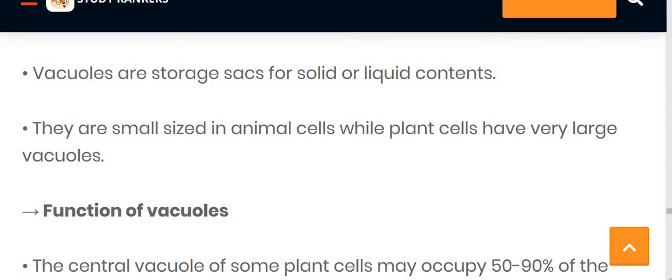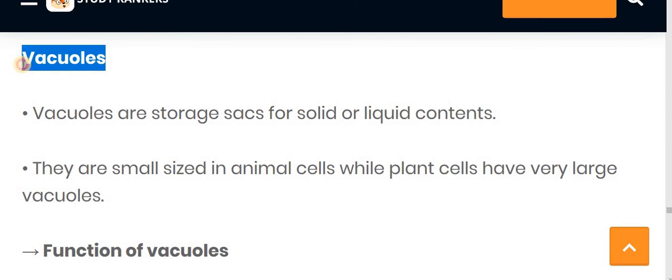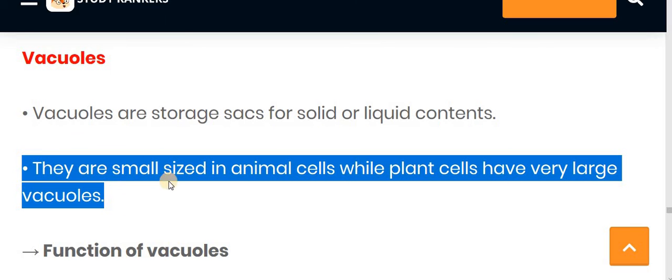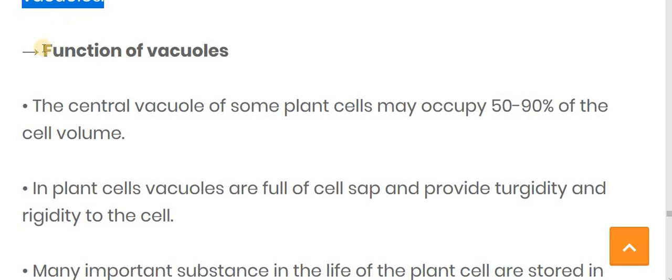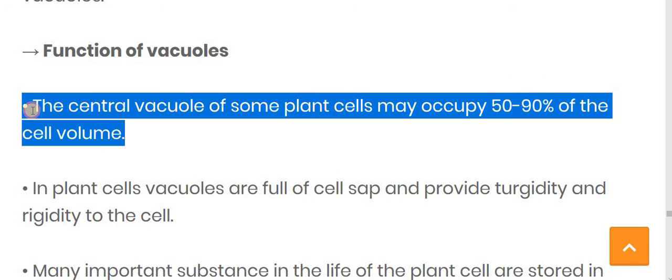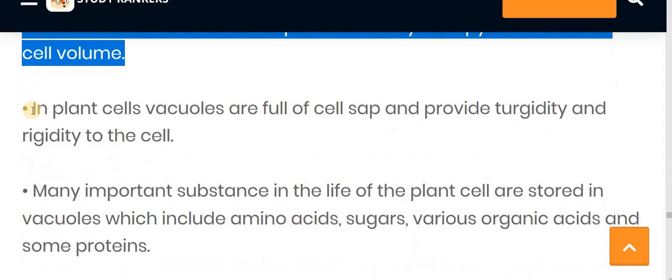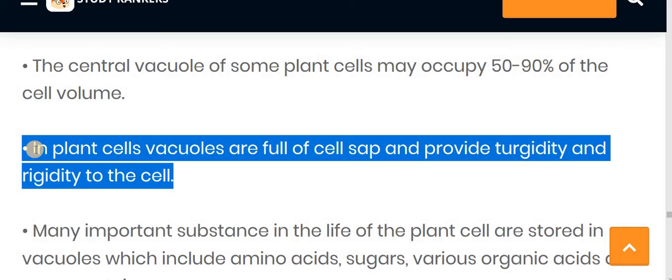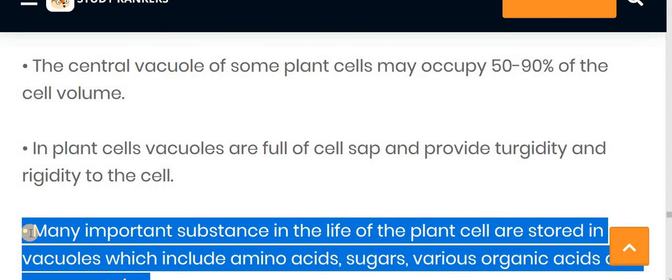Now the next organelle is the vacuole. Vacuoles are storage sacs for solid or liquid contents, and they are generally small in the animal cell and very large in the plant cell. Now let's see the function of the vacuoles. The central vacuole of some plant cells may occupy approximately 50 to 90% of the cell volume, so it is very big in size in the plant cell. In the plant cell, vacuoles are full of cell sap and they provide turgidity and rigidity to the cell.